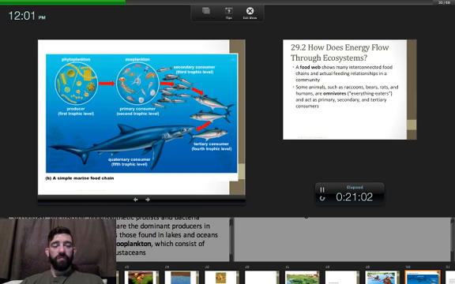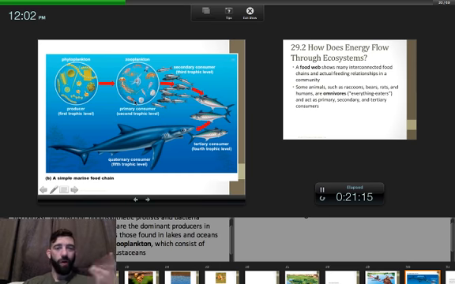So phytoplankton is just a word that collectively refers to all of these photosynthetic organisms. Zooplankton is a word that collectively refers to all of these different invertebrates that eat phytoplankton. Okay, so they're all shrimp-like crustaceans, jellyfish, etc.